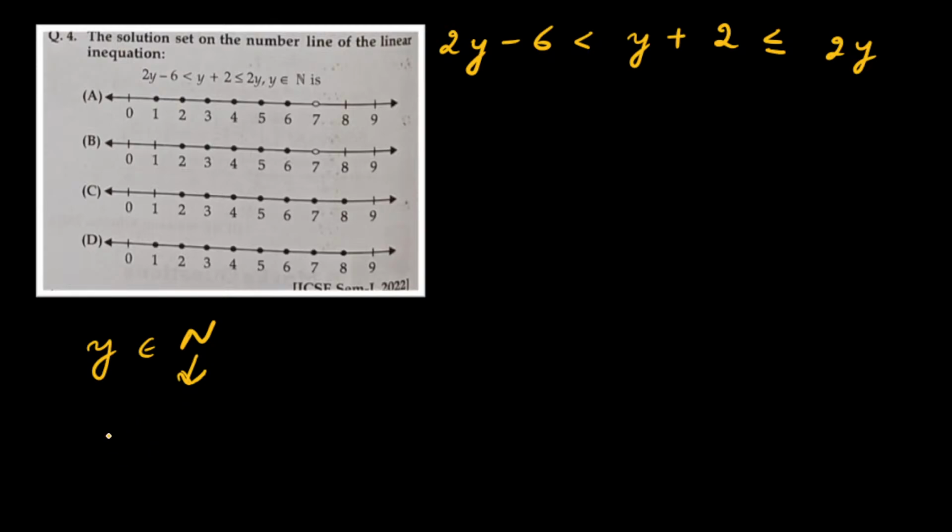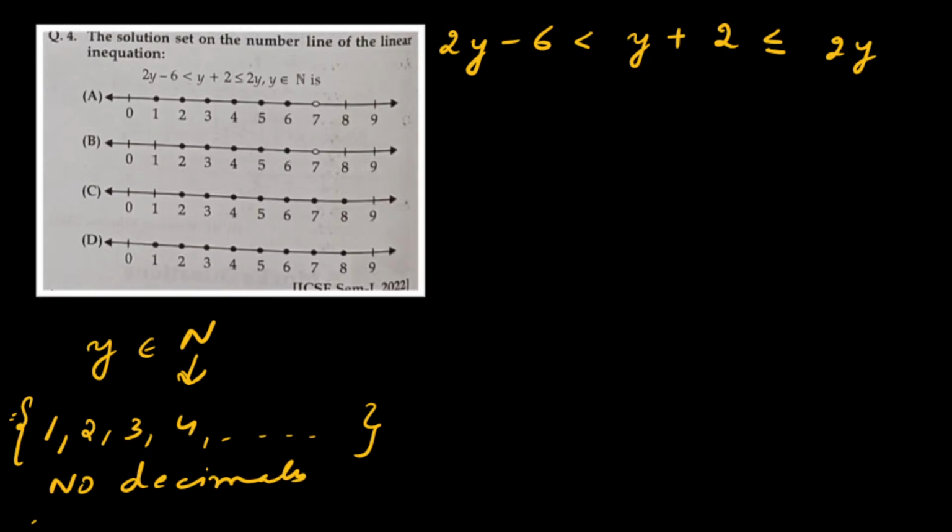So natural numbers we know. Here you should know what are whole numbers, what are real numbers, and what are natural numbers. Natural numbers are all numbers starting from 1: 1, 2, 3, 4 up to infinity. No decimals, no fractions, no negative numbers, no zero as well. We have to choose our solution from the set of natural numbers. Here natural numbers is the replacement set.